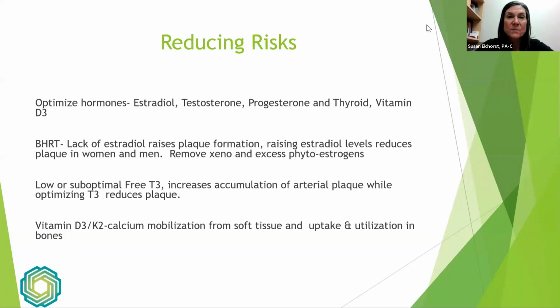You want to optimize your hormones. These will help reduce your risk of cardiovascular disease when your estradiol, testosterone, progesterone, thyroid, and vitamin D levels are all in the optimal range. BHRT helps with that to get estradiol levels raised back in women who are menopausal and for men whose testosterone has diminished. We need to continue to reduce all the outside sources of these estrogen sources. That's your phytoestrogens, your xenoestrogens.